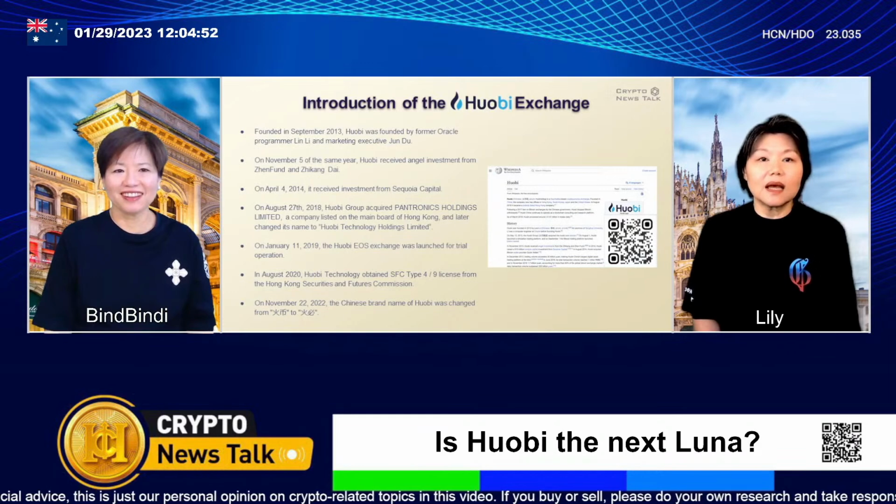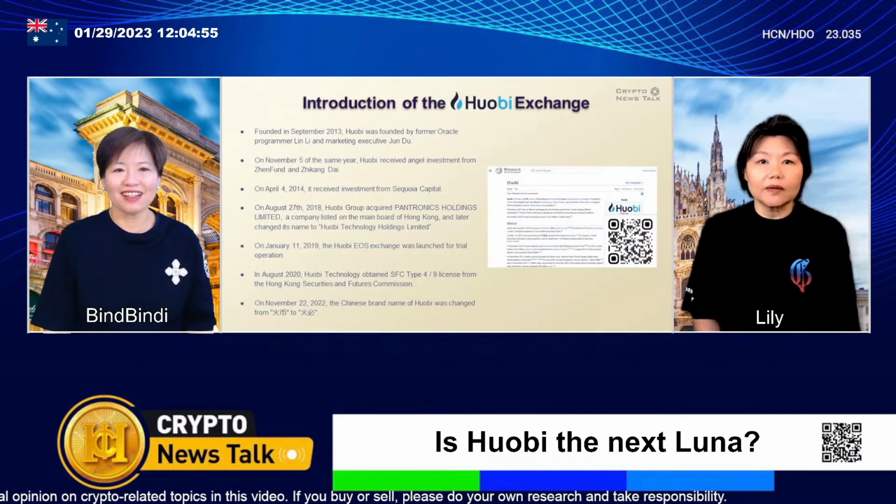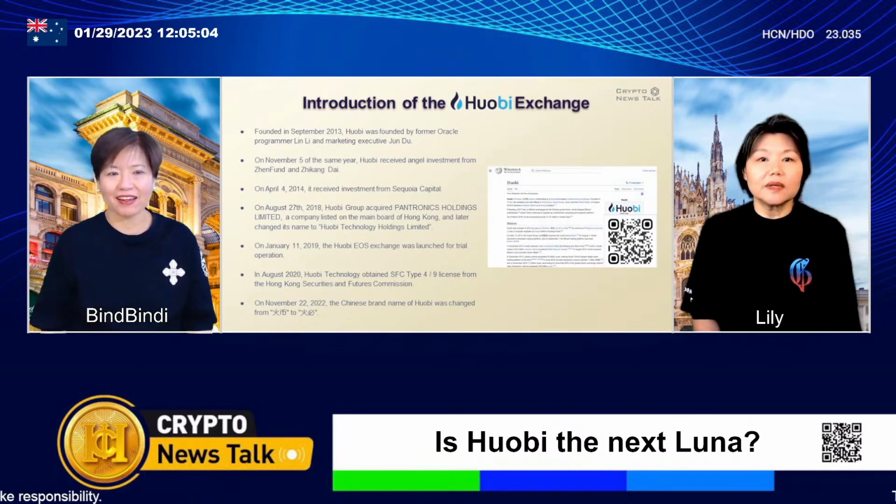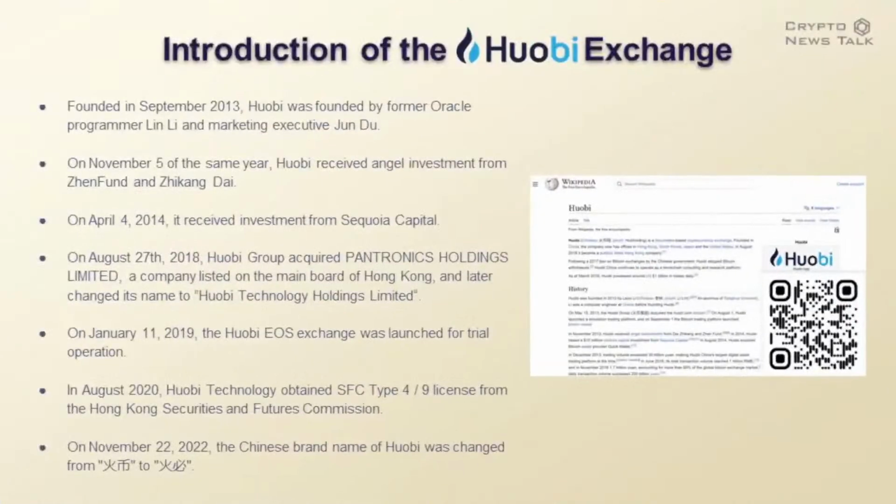Interestingly, Li Lin is an alumnus of Tsinghua, a highly political university from Communist China. On November 5th, 2013, Huobi received angel investment from Zheng Xijing and Dai Zikang. On April 4, 2014, it received investment from Sequoia Capital. On August 27, 2018, four years later, Huobi Group acquired Petronics Holding Limited, a company listed in Hong Kong, and later changed its name to Huobi Technology.